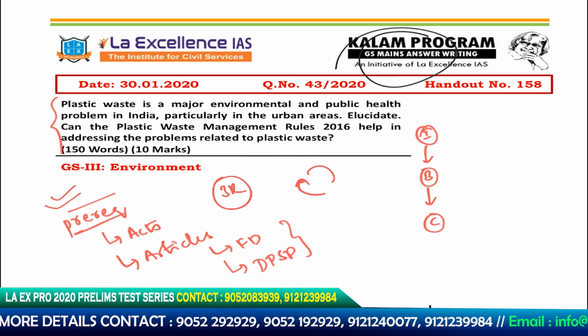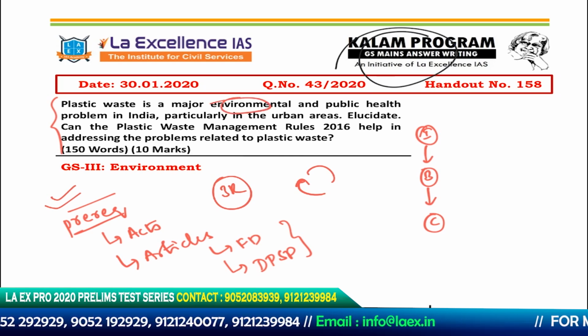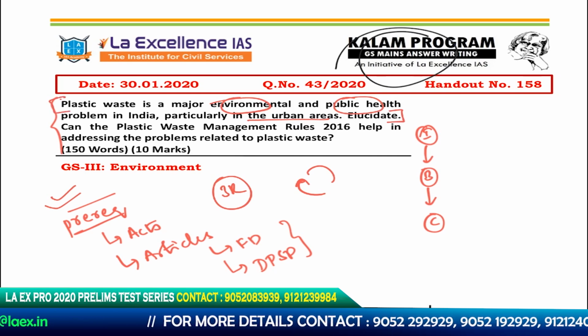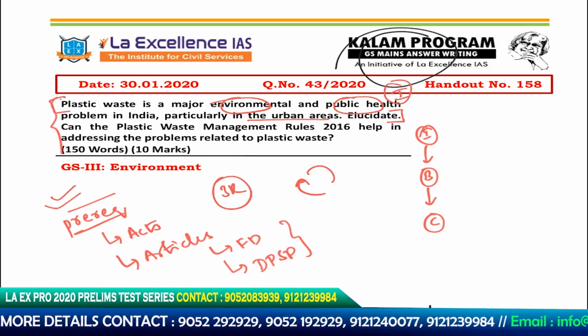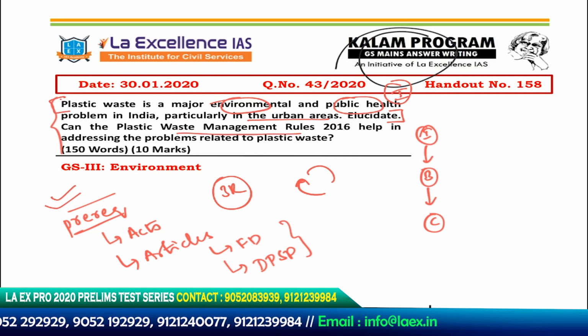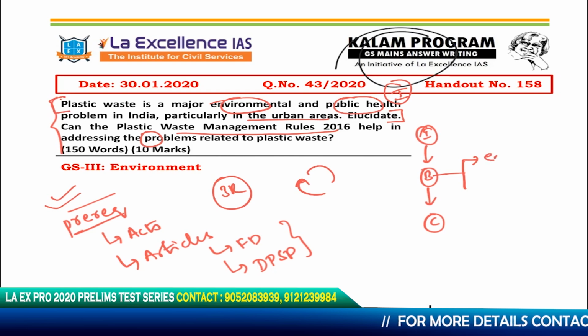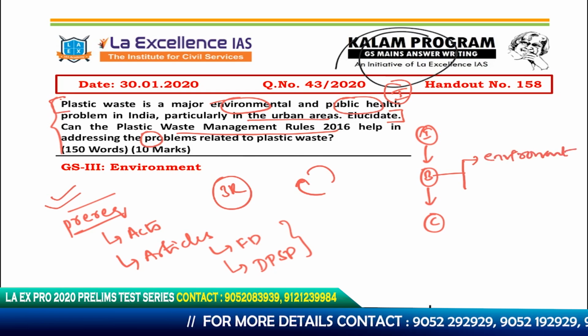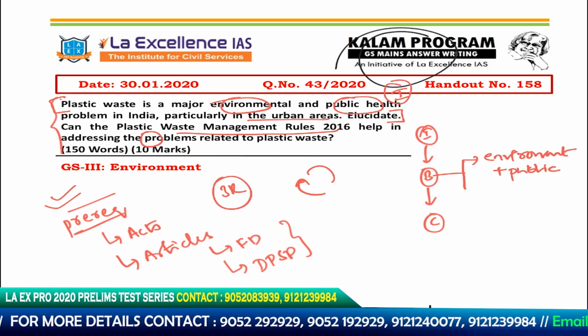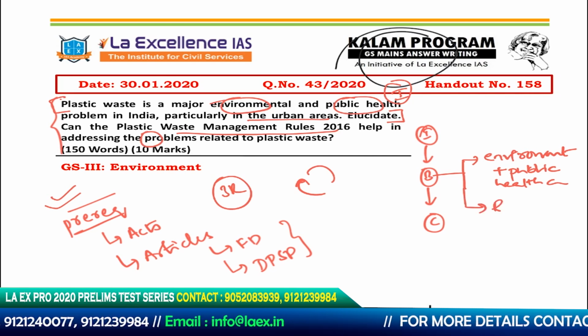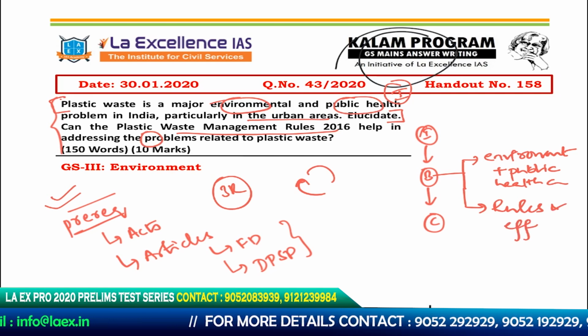Now I'll read out the question for you all. Plastic waste is a major environmental and a public health problem in India, particularly in the urban areas. Elucidate. So this is the first theme of the question. And the second thing it is asking me to talk about is the following. Can the Plastic Waste Management Rules 2016 help in addressing the problems related to plastic waste? So basically there are two themes in the question. One is that we have to show that plastic waste is both an environmental and public health concern. The second thing we need to show is how effective these rules are, and their effectiveness.